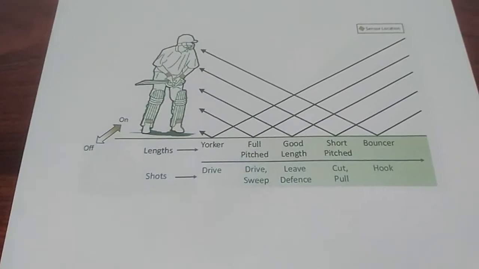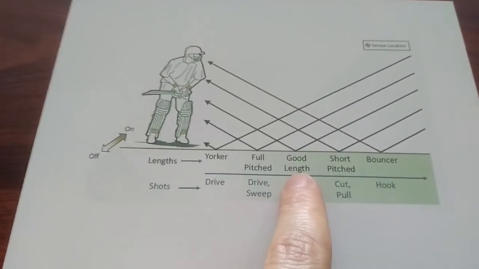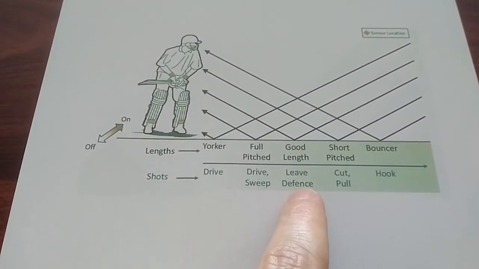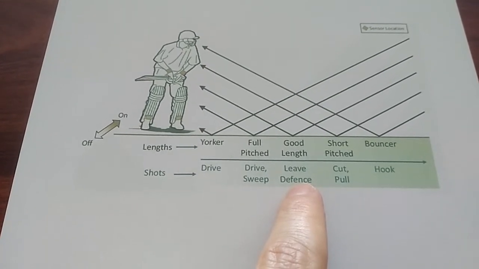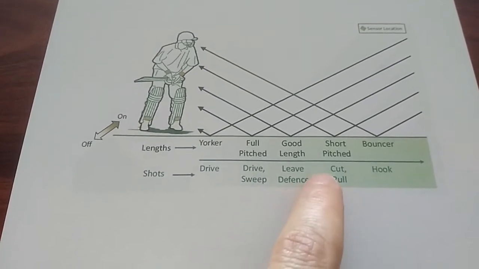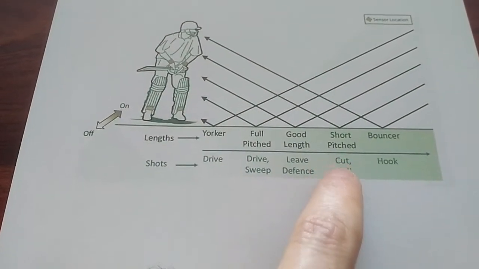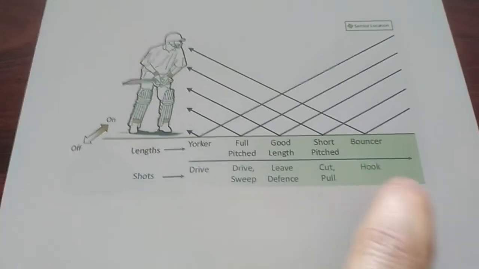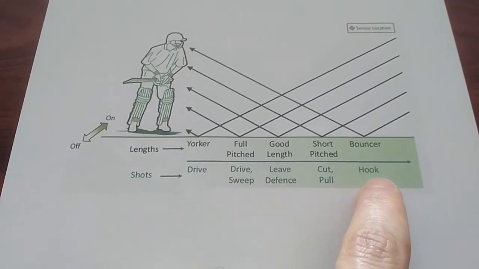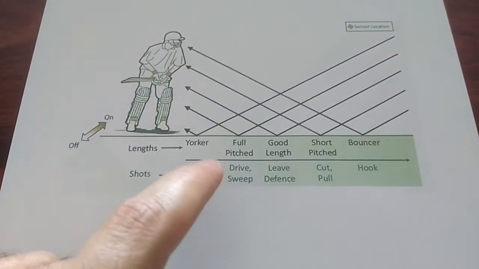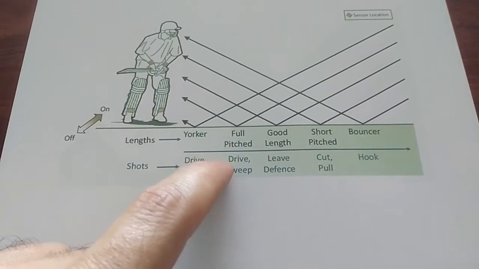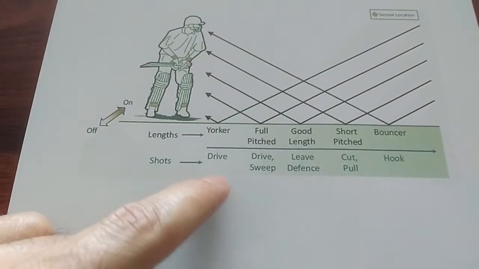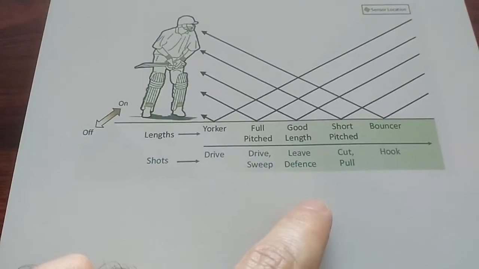If a ball is bowled on a good length, the batsman will leave it or have to defend it. If a ball is bowled short, the batsman has got a chance to cut and pull. If there's a bouncer, the batsman can hook the ball. If it's overpitched, the batsman can drive it or sweep it. And if it's a Yorker, the batsman can drive it, or they can also defend it.